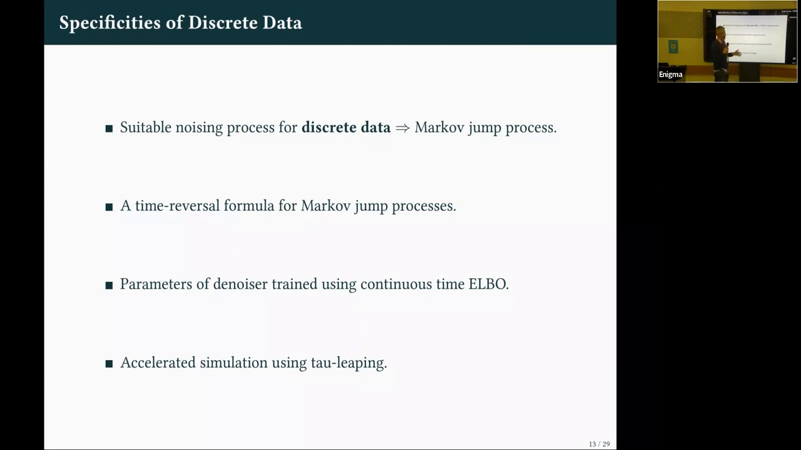What is nice about thinking of the continuous time framework to do this kind of denoising in discrete state space is that when you try to simulate this high dimensional continuous time discrete state space Markov chain, you can leverage the techniques that have been developed in chemical physics to speed up simulation. So we use in particular tau-leaping, which is a technique that has been developed to simulate biochemical networks. So you can accelerate simulation by using tricks that have been developed in other literature. Okay.